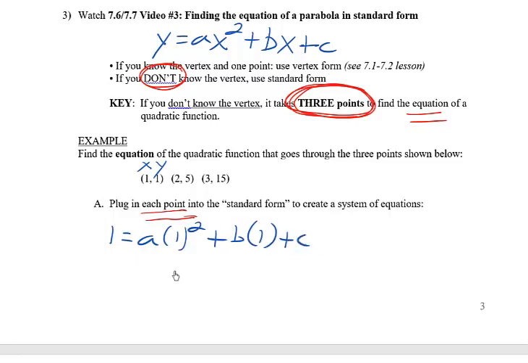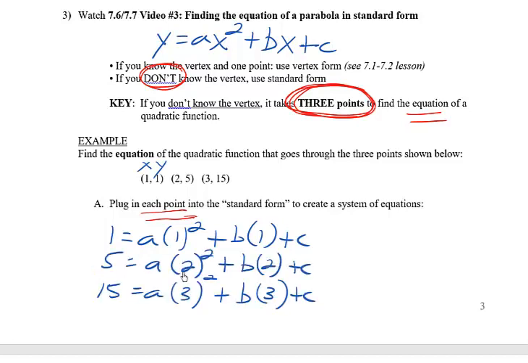Go ahead and fill in the other 2 points into the standard form. Here's what you should have gotten. Remember, you are filling in x's and y's each time. So in the second equation, the y got the 5, and the x slot got the 2. And in the third equation, the y was the 15, and the x was a 3. You are not filling in a, b, and c because you don't know what they are.